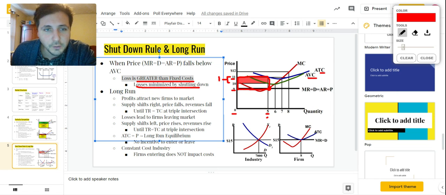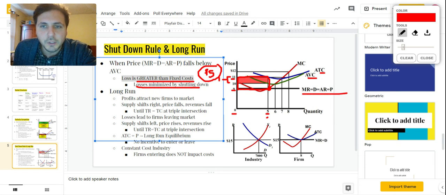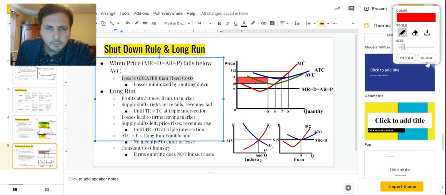So you have to calculate your fixed costs. So this one has a loss of $5, not a loss of $10, because I produced 0 units because MR, D, AR, P fell below AVC. That's the logic behind it. As long as you can visually identify that MR, D, AR, P fell below AVC, you should be in good shape on that one. All right, let's keep going.